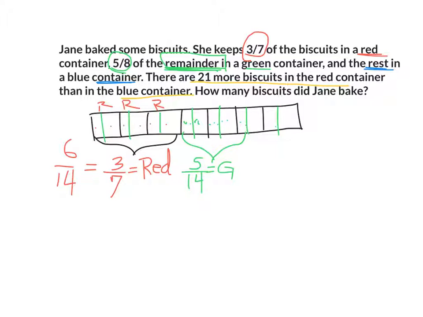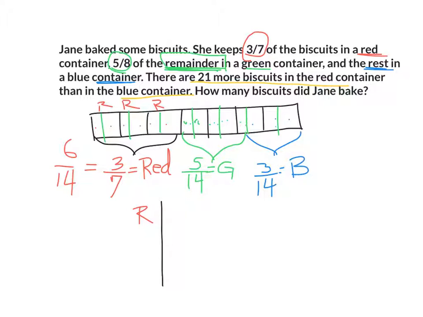Okay, and the remainder, the rest, were in blue. The blue container. So that's only 1, 2, 3. That's 3/14 that were in the blue container. Okay, so that's part 1. Now that I'm reading part 2, if I know there were 21 more biscuits in red than in blue, this is going to make me want to draw a different type of bar model. I might do something like this.